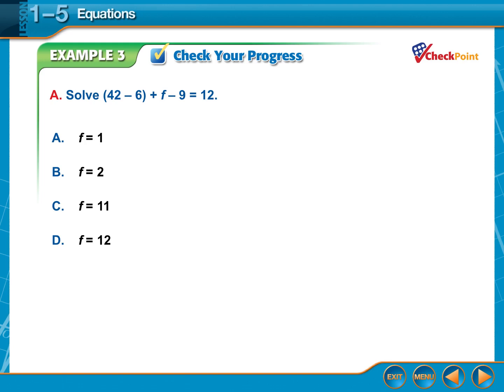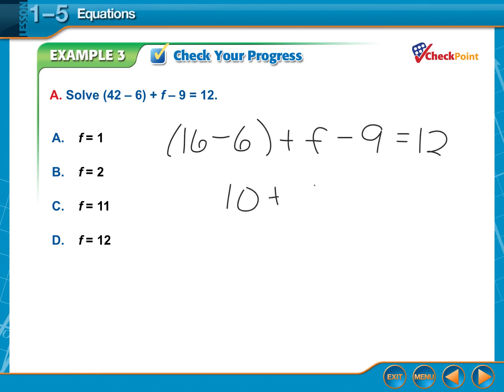Get rid of parentheses. Let's do order of operations. What's 4 squared? 16. 16 minus 6 plus f, you're right, equals 12. So we have 10 plus f minus 9 equals 12. What's next?